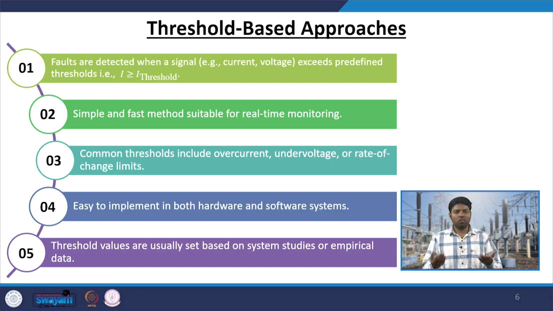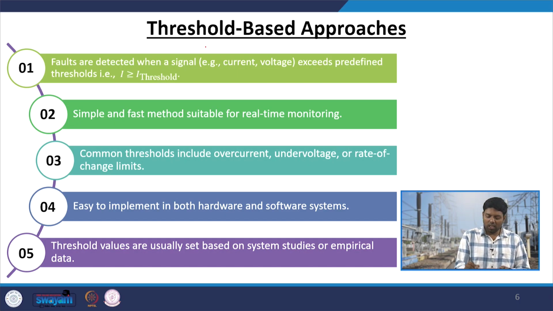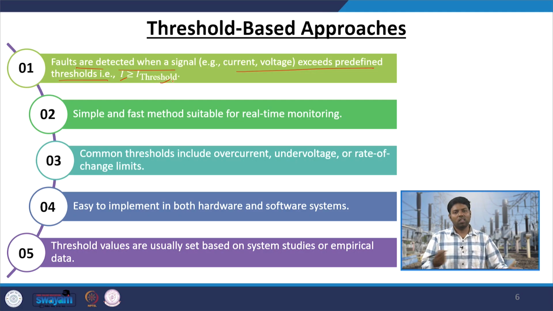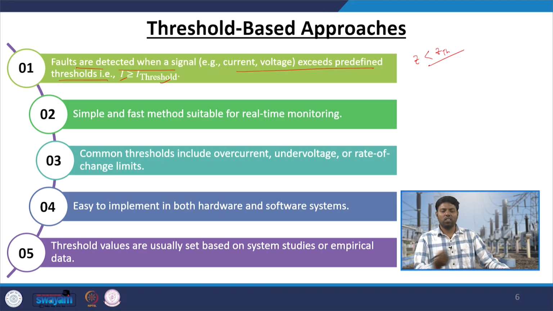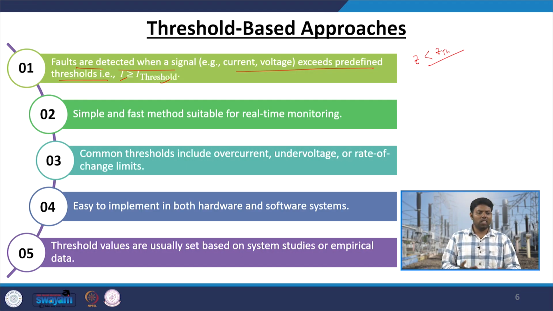So, what are those classical methods? For threshold based, the faults are detected when a signal exceeds a predefined threshold. If it is an overcurrent relay, then you will see the current is more than the threshold, then it will trip. If it is an impedance relay, then we will say that Z is less than the threshold, then it will trip. So, this is the conventional threshold we set, and then we will see whether the actual value of that component, that impedance or the current, is lesser or greater. Depending upon that, we will take the decision.